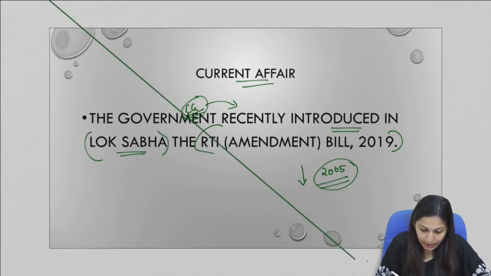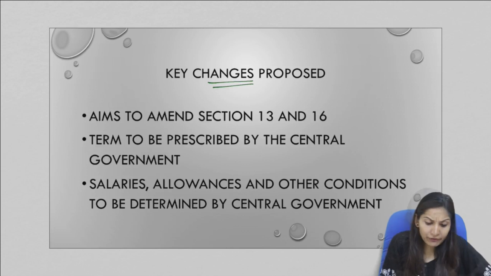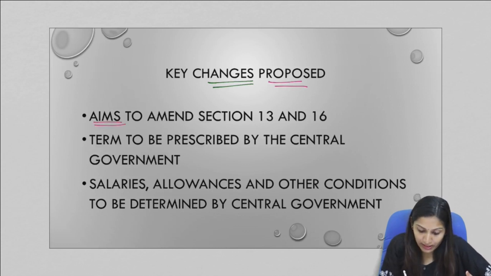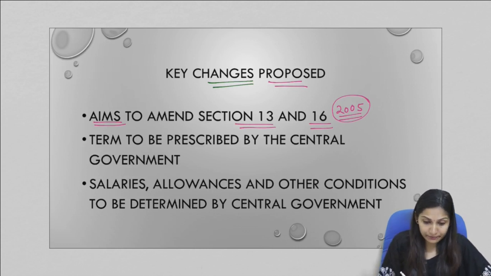Now let us understand what are the key changes proposed in the amendment bill of 2019. If we look at the important changes that are proposed in this bill, we will see that this bill aims to amend two sections of the original RTI Act of 2005. These two sections are Section 13 and Section 16 of the original Right to Information Act of 2005.